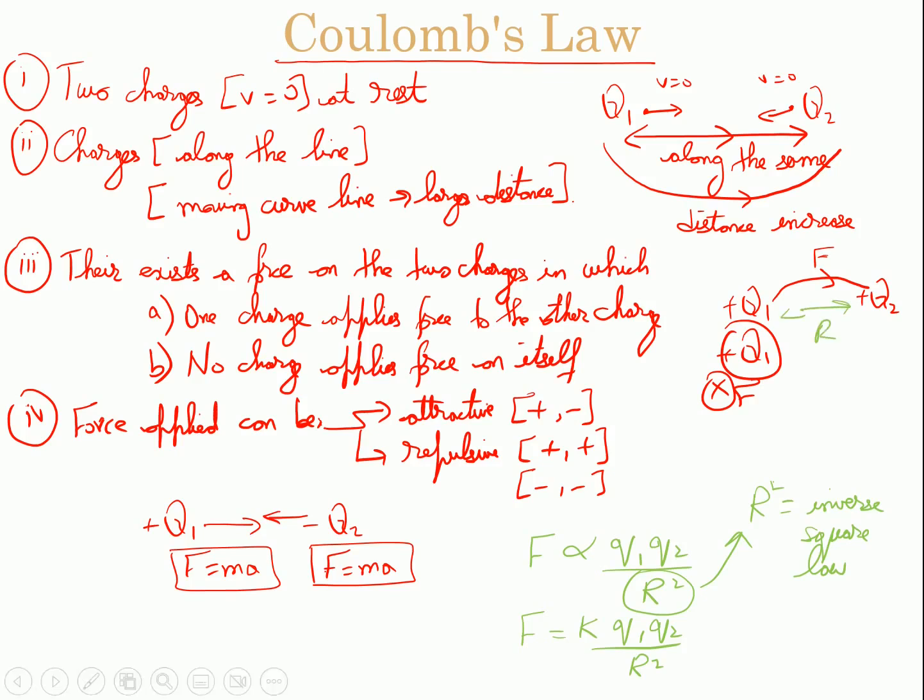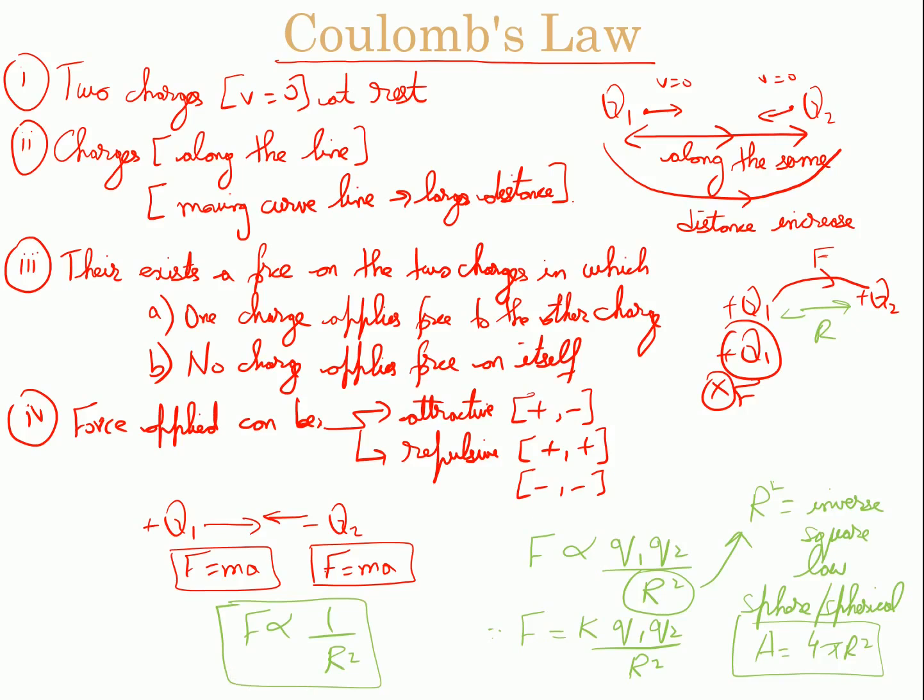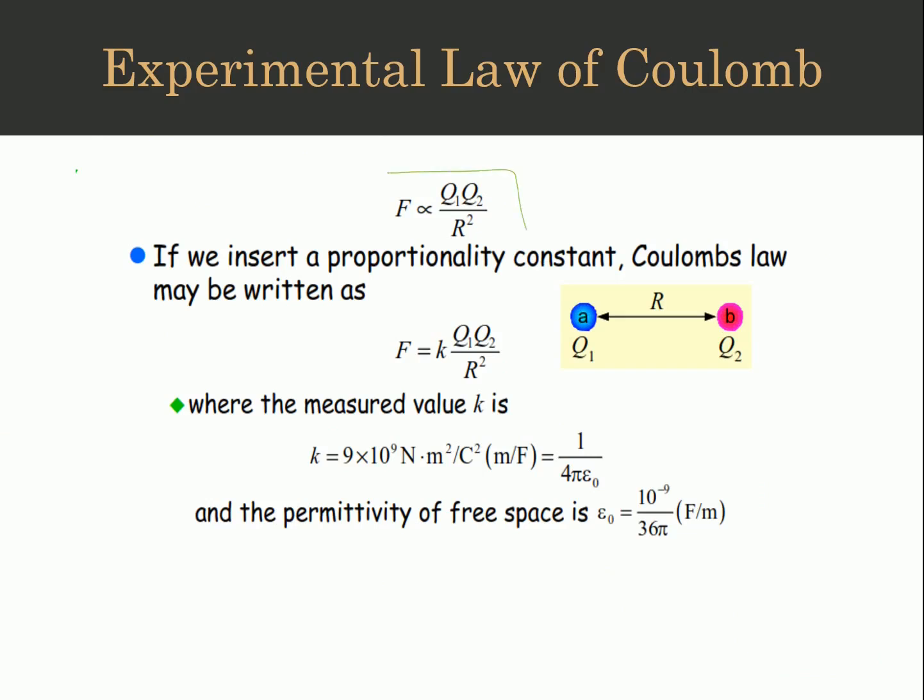It is r square because we are considering that our objects are spheres, or the surrounding is spherical, which means that the area of a sphere is 4 pi r square, and as the radius increases, the area increases. This means the force is spread over a wider area because of r square, but its strength is reduced because force is inversely proportional to this distance squared. So this is the mathematical representation of Coulomb's law, and we can see that the force exists between two charges at a certain distance r square.